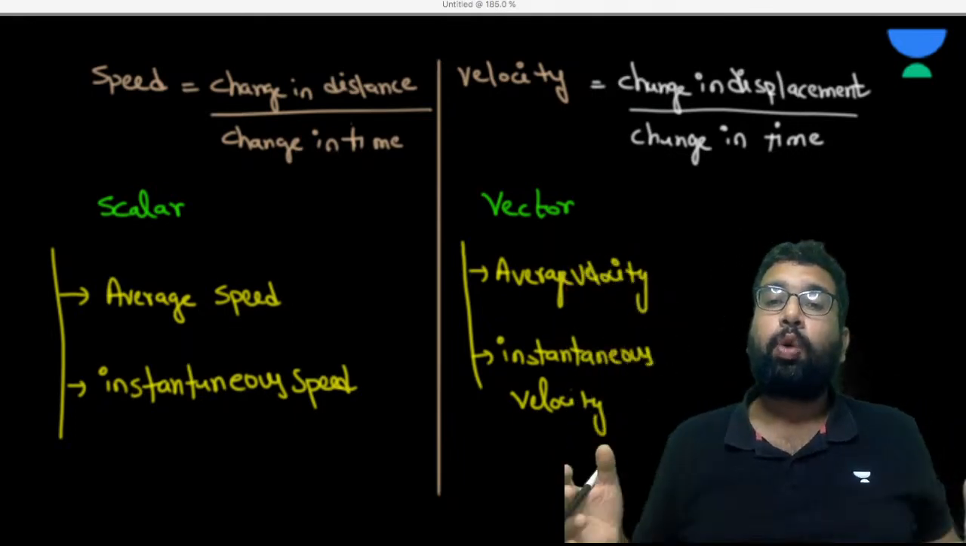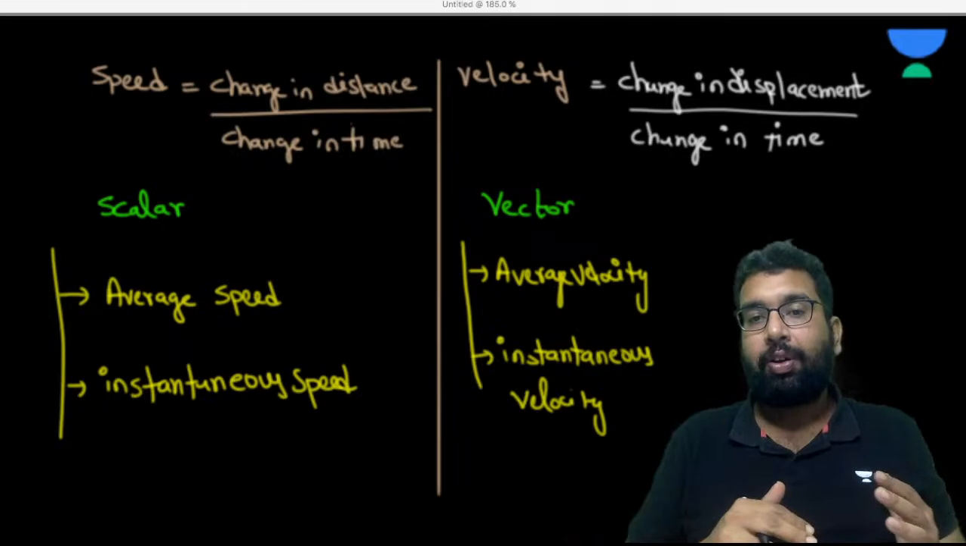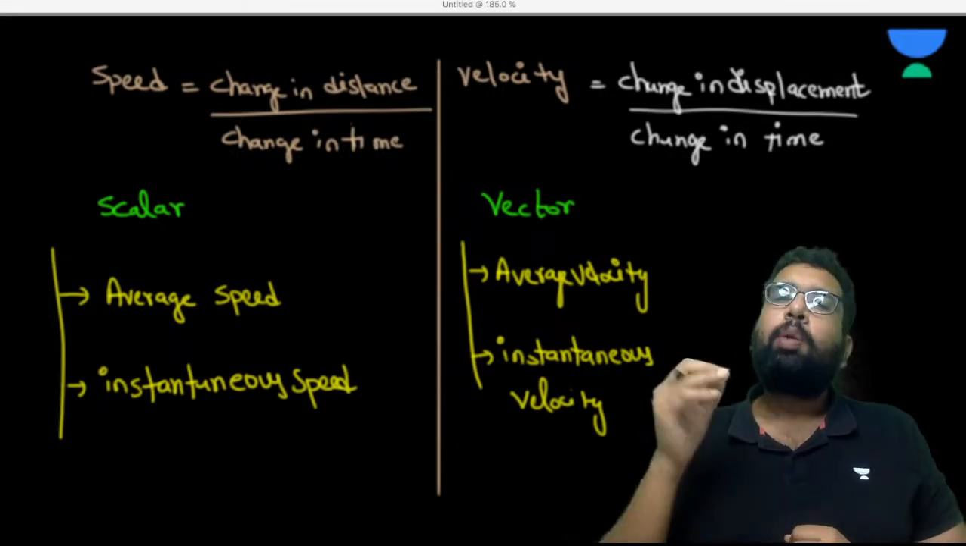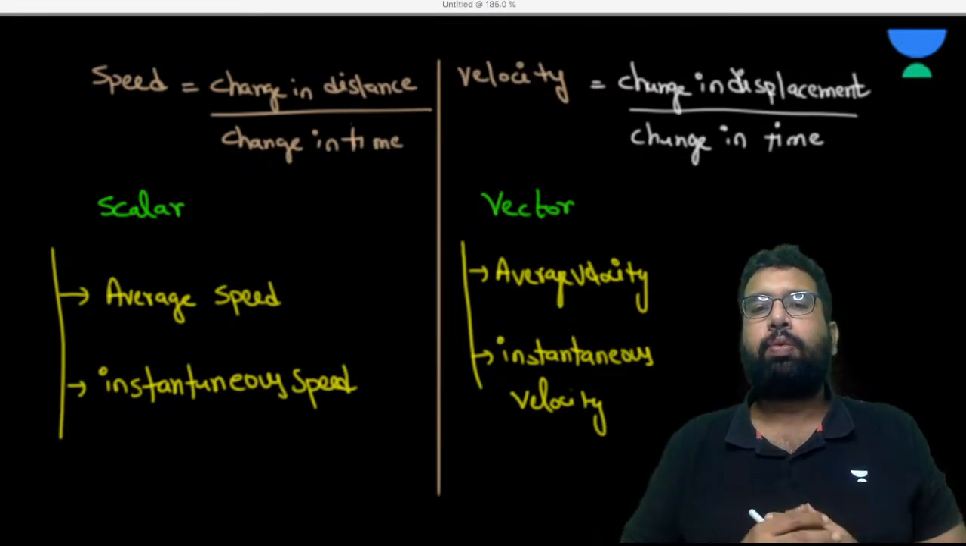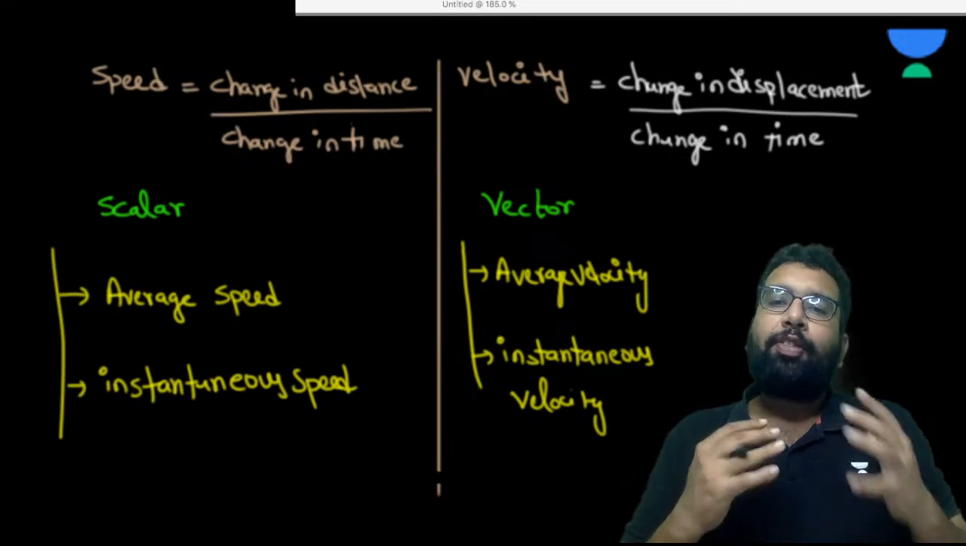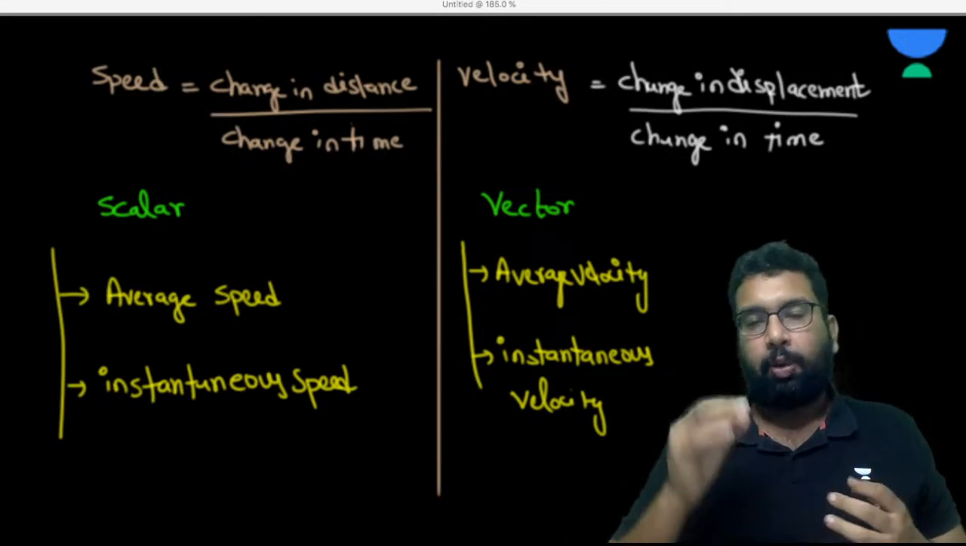But now, what do we mean by average velocity and instantaneous velocity? How can we understand that? Please understand this. What are we trying to tell you here? What is the difference between average and instantaneous?